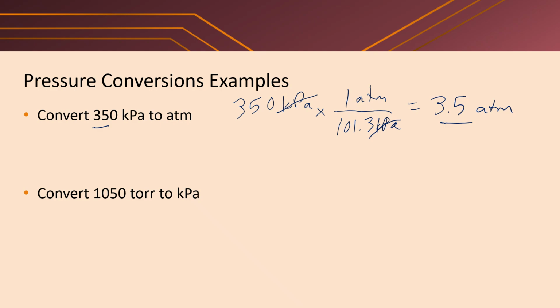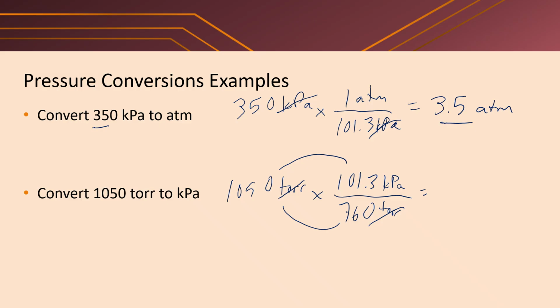Let's do another one. Let's say I have 1,050 torr. I know that there are 760 torr for 101.3 kPa, because both of those are equal to 1 standard atmosphere. So what I would do for this one is multiply by 101.3 and divide by 760. I need to do both of those things. So times 101.3 and divided by 760, and I get 140. kPa. I put the decimal there to show that there are 3 significant digits, just like the 3 sig figs in my problem.